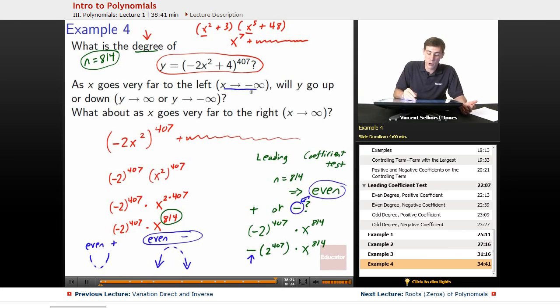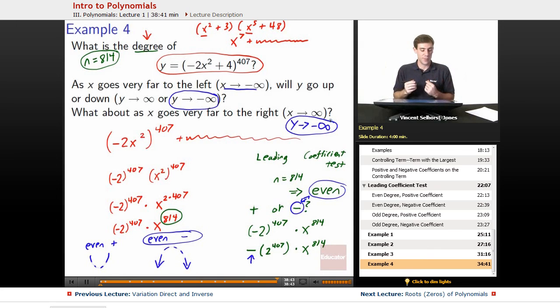So as x approaches negative infinity, as x goes very far to the left, we're going to get y going to negative infinity. As x goes very far to the right, x goes to infinity, we're going to get y going to negative infinity once again. All right, great. Leading coefficient test to be able to figure that out.